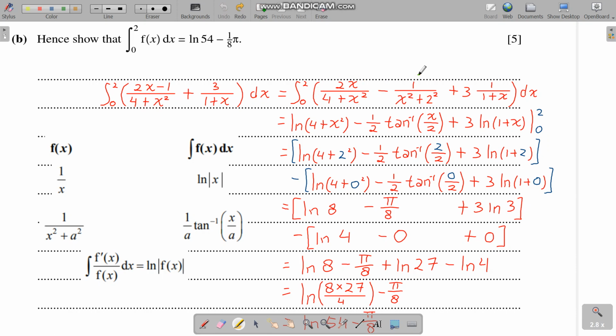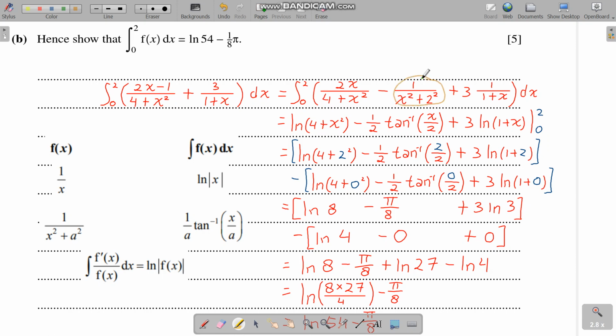Okay, now if you look at this 2x over 4 plus x squared, this is actually in this form because the numerator is the f prime or the derivative of the denominator. So if you look at this denominator, the derivative of this is exactly 2x. So this guy is the f, this guy is the f prime, which means we can use this rule. So using this rule, we get ln the denominator. So that's why we have ln 4 plus x squared.